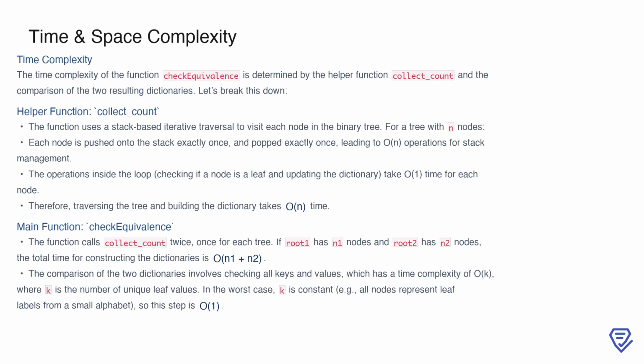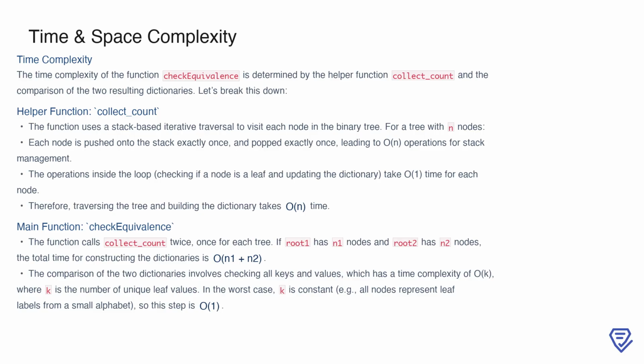To analyze the time complexity of the check equivalence function, we start with the helper function collect_count. This function employs a stack-based iterative traversal to go through every node in the binary tree. For a tree containing n nodes, each node is pushed onto the stack once and popped once, resulting in n operations for stack management. Additionally, the operations performed inside the traversal loop, such as checking if a node is a leaf and updating the dictionary, are constant time operations, O(1), for each node. Combining these, the time required to traverse the tree and construct the dictionary is O(n).